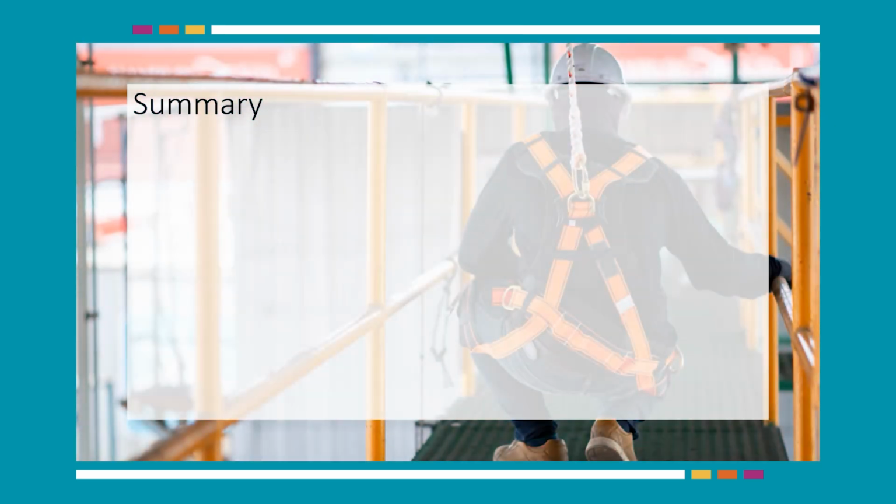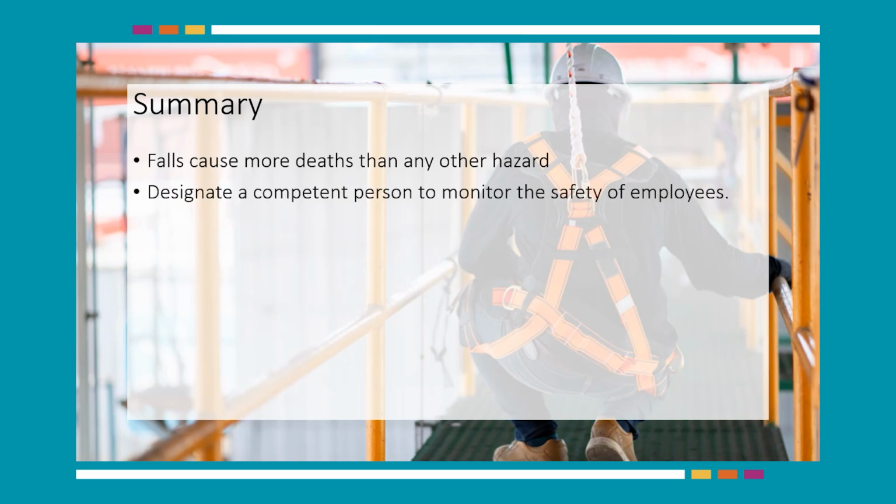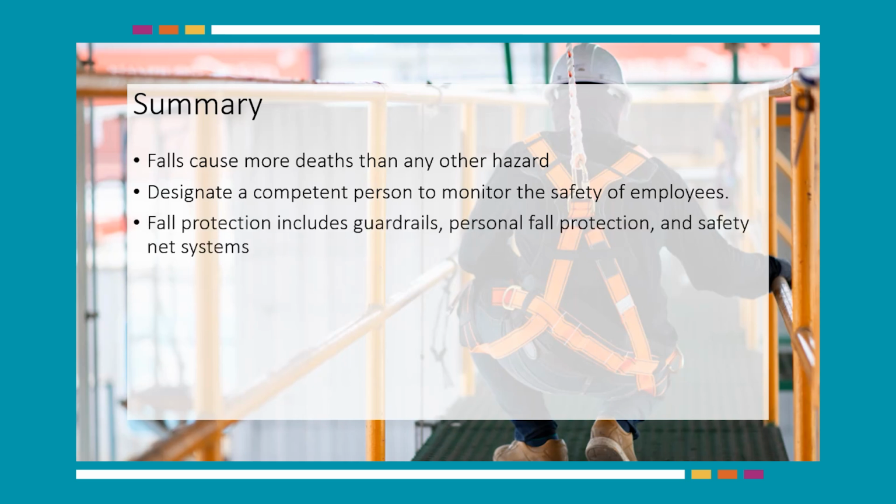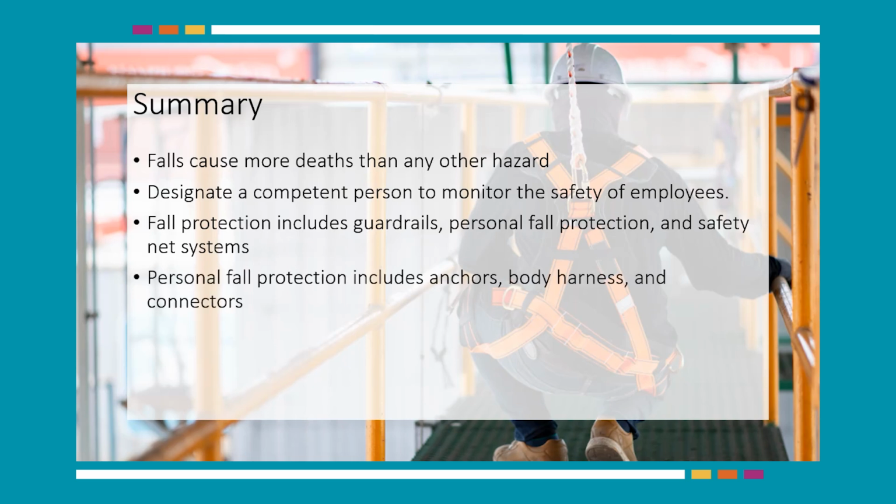Let's review what you've learned. Falls cause more deaths in construction than any other hazard. A competent person must be designated to monitor the safety of employees. A variety of fall protection protocols are used to safeguard workers, including guardrails, personal fall protection, such as fall arrest and fall restraint systems, and safety net systems. The components of personal fall protection include anchors, a body harness, and connectors.